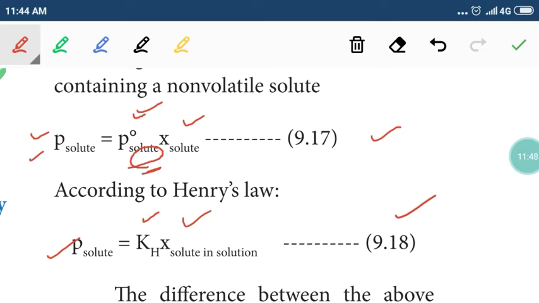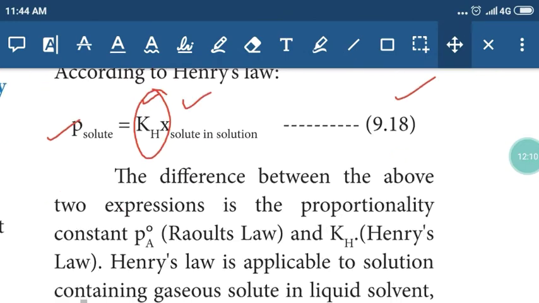Left hand side is similar, vapor pressure of solute. Product side mole fraction term is similar, mole fraction of solute. The only difference is that in Raoult's law it is the vapor pressure of pure solvent. In Henry's law it is the proportionality constant Kh. This can also be called Henry's law constant. This is the only difference between these two equations. Okay.